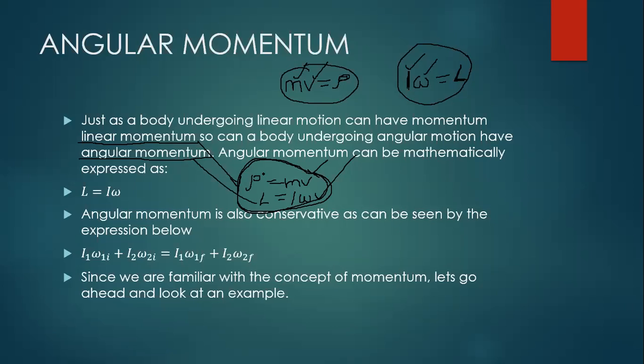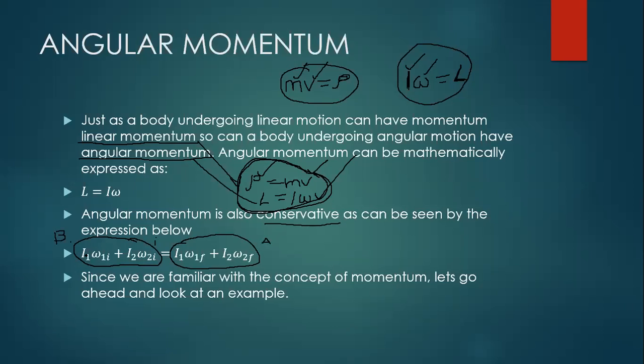I'm sure you know that linear momentum has to be conserved. What does it mean to be conserved? What it means for angular momentum to be conserved is that the momentum that we have in the initial stage should be equal to the momentum that we finally have after the collision. So this is before the collision, and this is after the collision.